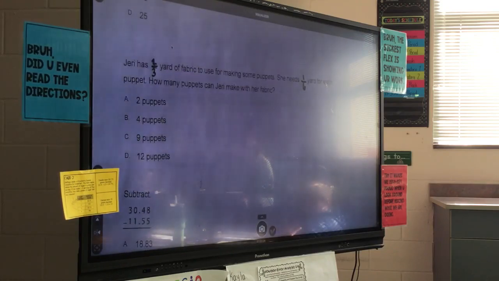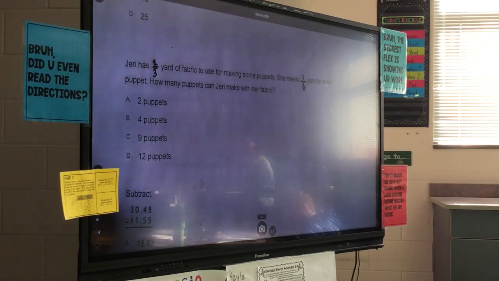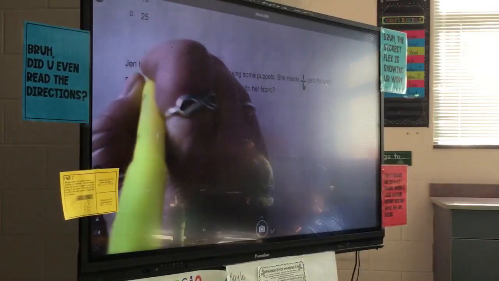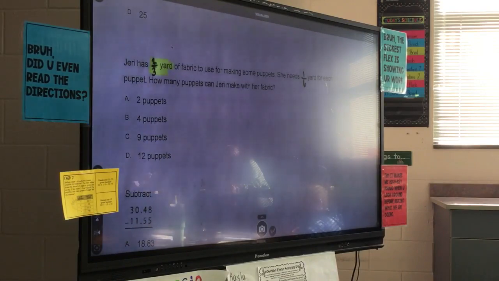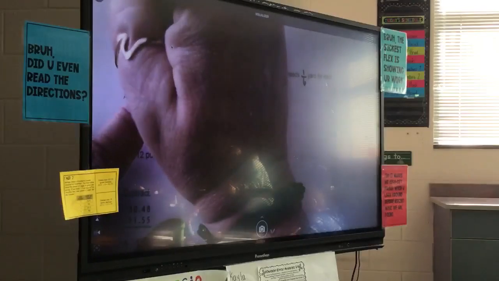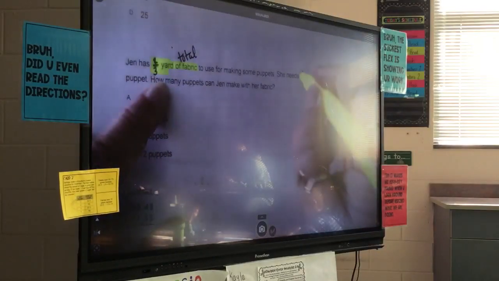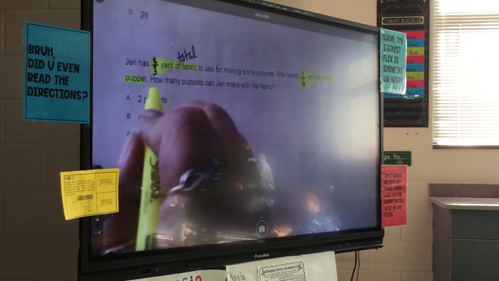All right, so it says Jerry has 2/3 of yarn to use for making some puppets. She needs 1/6 yarn for each puppet. How many puppets can Jerry make with her fabric? So she has 2/3 of yarn. What is that number representing? If you haven't done this one, you're doing this together. What is 2/3 of fabric telling us in our problem, Silas? It's our total. All right, she needs 1/6 yarn for each puppet, and then we need to know how many puppets Jerry can make.